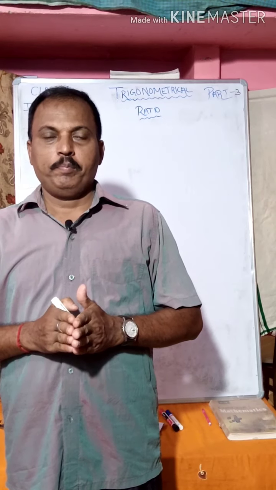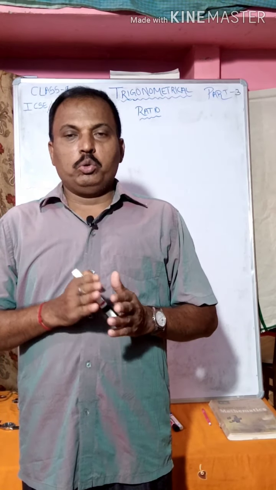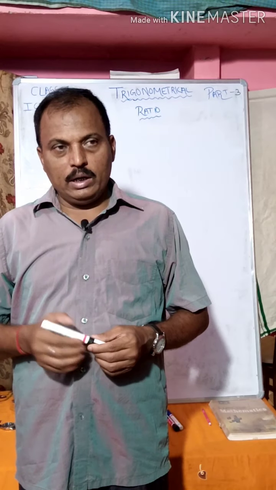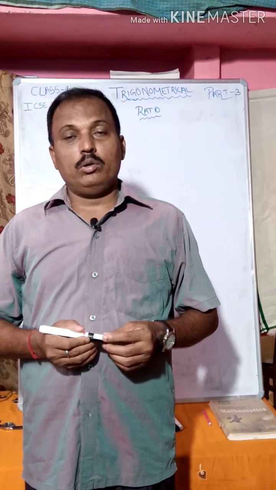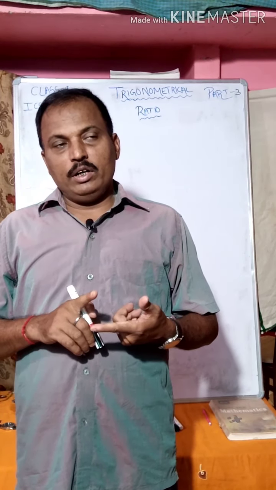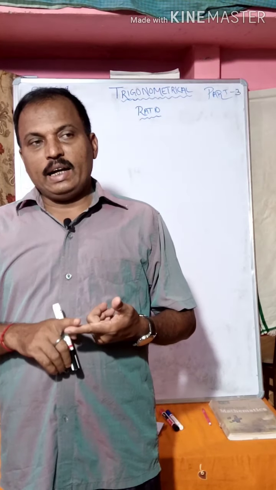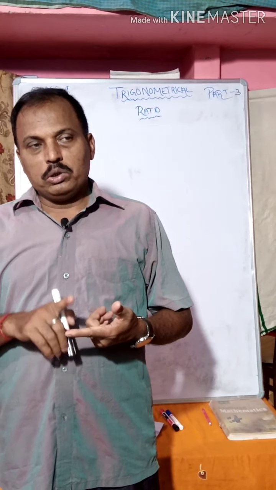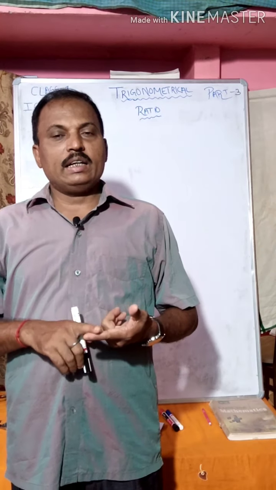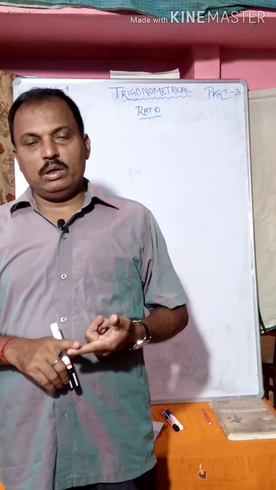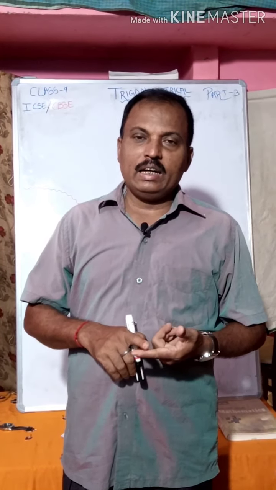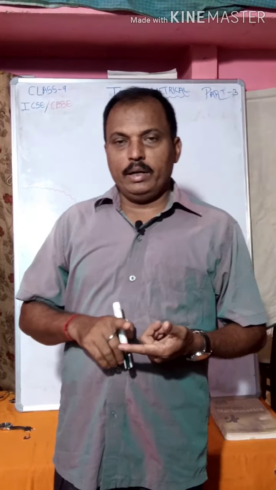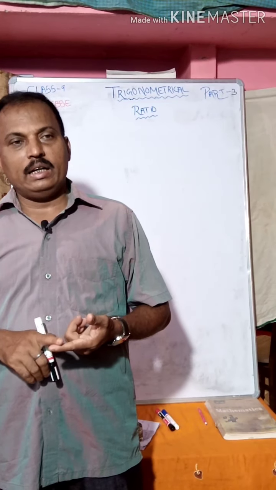Sin theta into cosec theta is equal to 1, cos theta into sec theta is equal to 1 and tan theta into cot theta is equal to 1. So sin theta is equal to 1 by cosec theta, cosec theta is equal to 1 by sin theta, sec theta is equal to 1 by cos theta and cos theta is equal to 1 by sec theta. Likewise tan theta is equal to 1 by cot theta and cot theta is equal to 1 by tan theta.